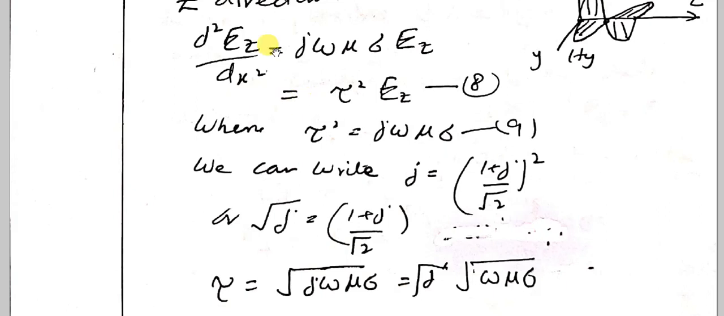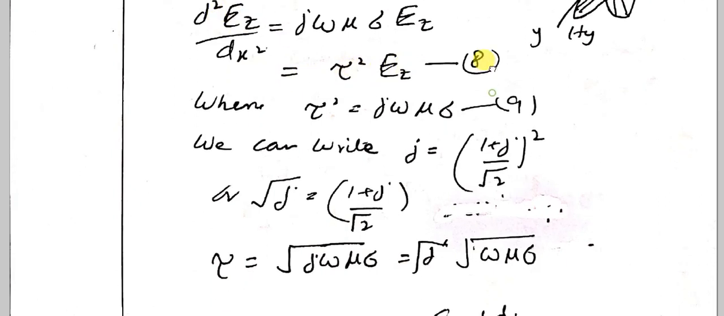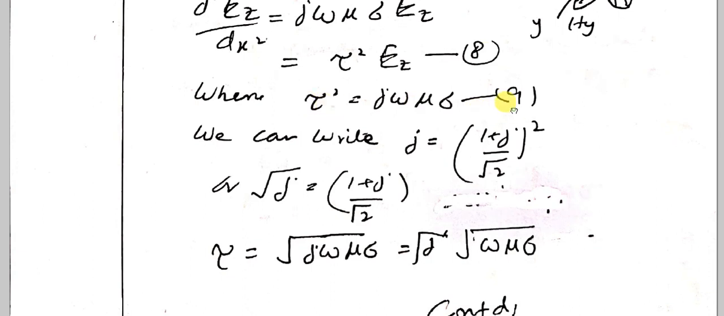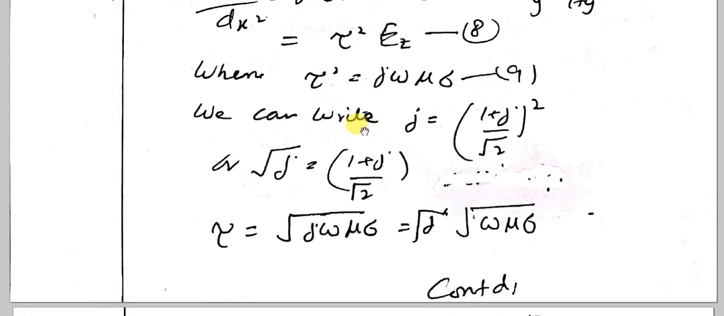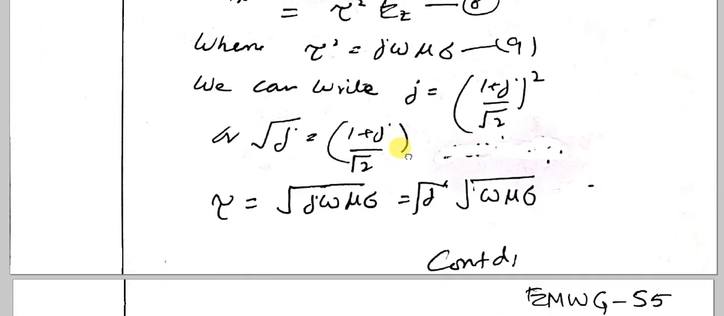Then we will have the second order differential of the Ez equal to tau square Ez, equation number 8, and tau square is equation number 9. We can write also j as (1 plus j divided by square root of 2) whole square. If you open that up, you will get again the j value. So taking the square root of both sides, we get the square root of j is equal to 1 plus j over square root of 2.